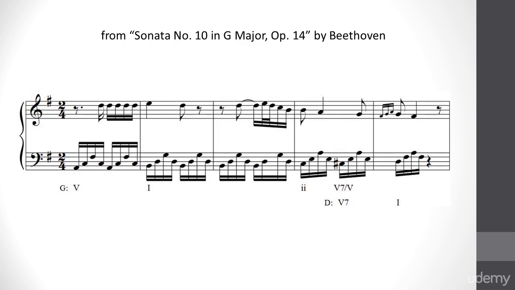This example begins in the key of G major and modulates to the key of D major. The altered chord can be found in the second half of measure 4, where the 2 chord has been altered from A minor to A major by means of the C sharp.